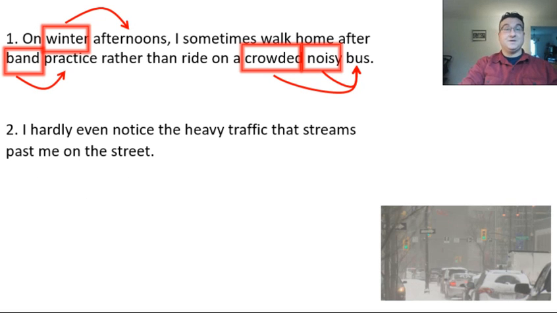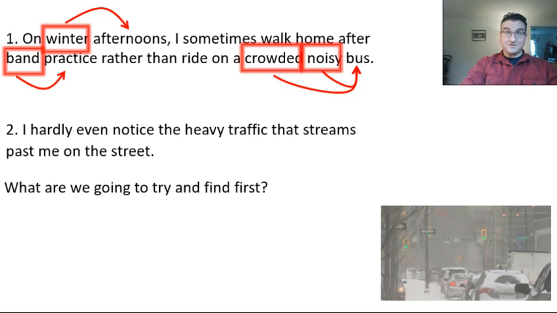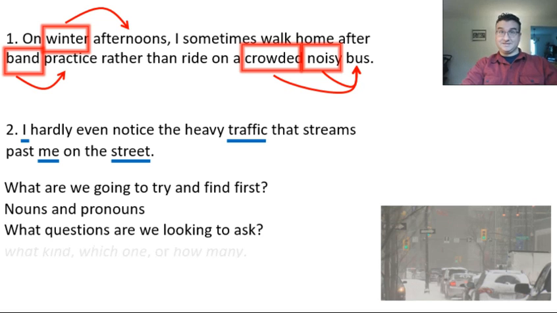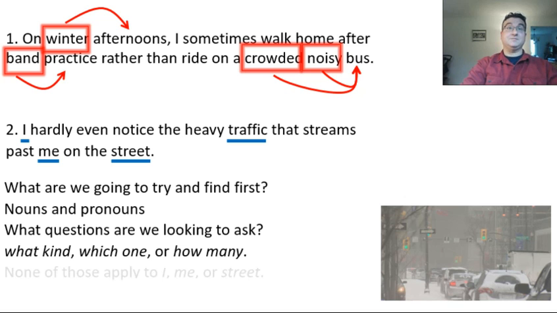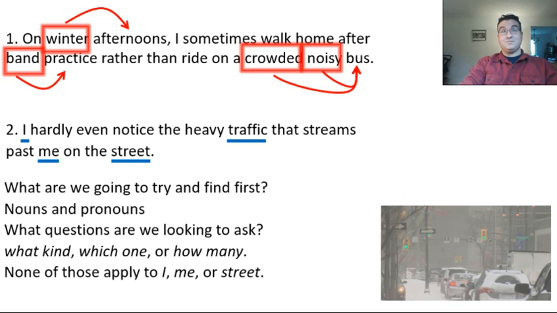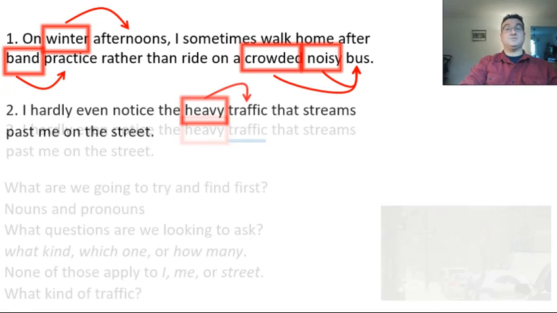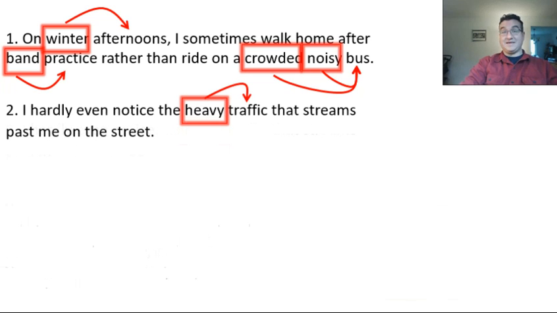So for number 2, the sentence goes, I hardly even notice the heavy traffic that streams past me on the street. What are we trying to find first? You should remember it's nouns and pronouns. And what questions are we looking to ask? You should know it's what kind, which one, or how many. So, if you look through, there's the nouns and pronouns, but none of those questions are answered for I, me, or street. What's left is traffic, and what kind of traffic? Heavy traffic. So there's number 2. Traffic was described by the adjective heavy.